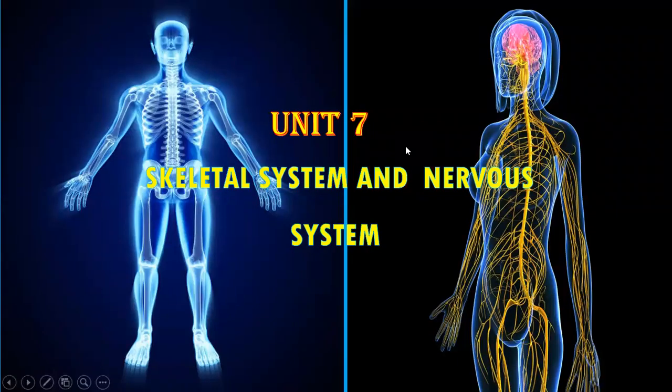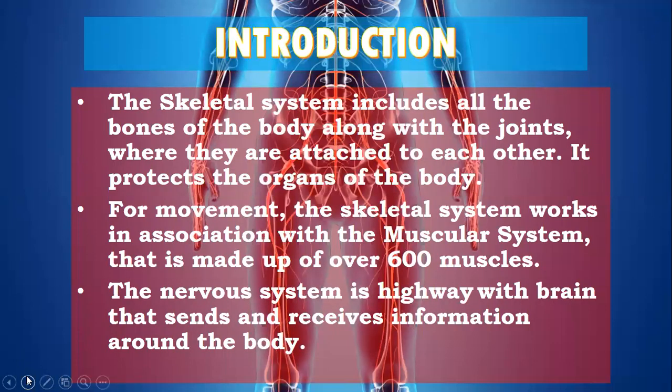Let us begin with Unit 7: Skeletal System and Nervous System. Introduction. The skeletal system includes all the bones of the body along with the joints, where they are attached to each other. It protects the organs of the body.